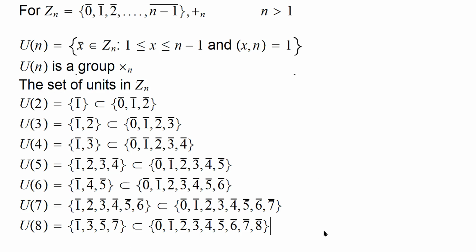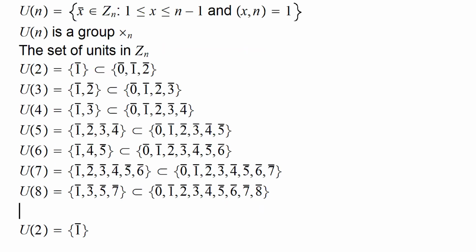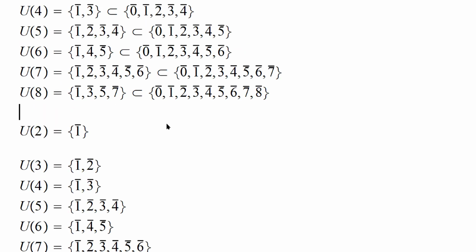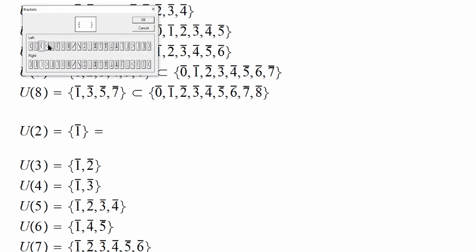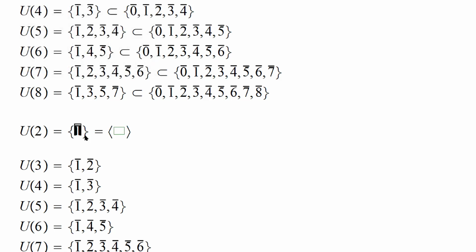Now, in addition, what you will note is that all these groups are cyclic. So for example, this one is cyclic, generated by 1. Okay, now in this one, what happens? Of course, it cannot be generated by 1. So in this case, 2 is a generator.